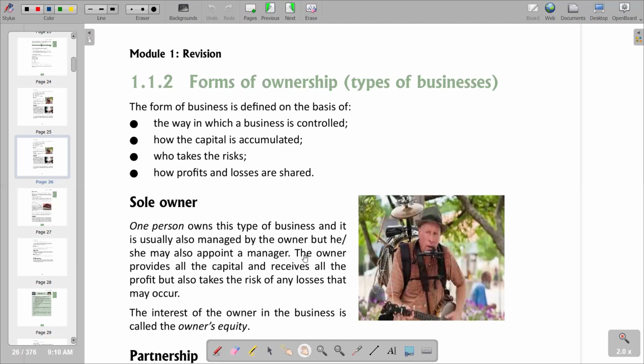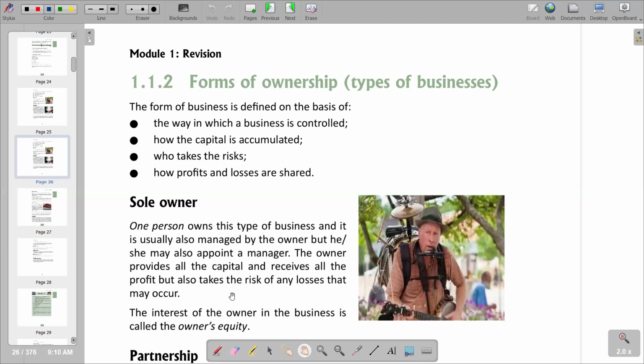It goes on to say that the owner provides all the capital and receives all the profit, but also takes the risk of any losses that may occur. That is also a disadvantage of a sole trader, because the sole owner has to take all the risks in that business, as he or she is the only owner. The interest of the owner in the business is called the owner's equity.